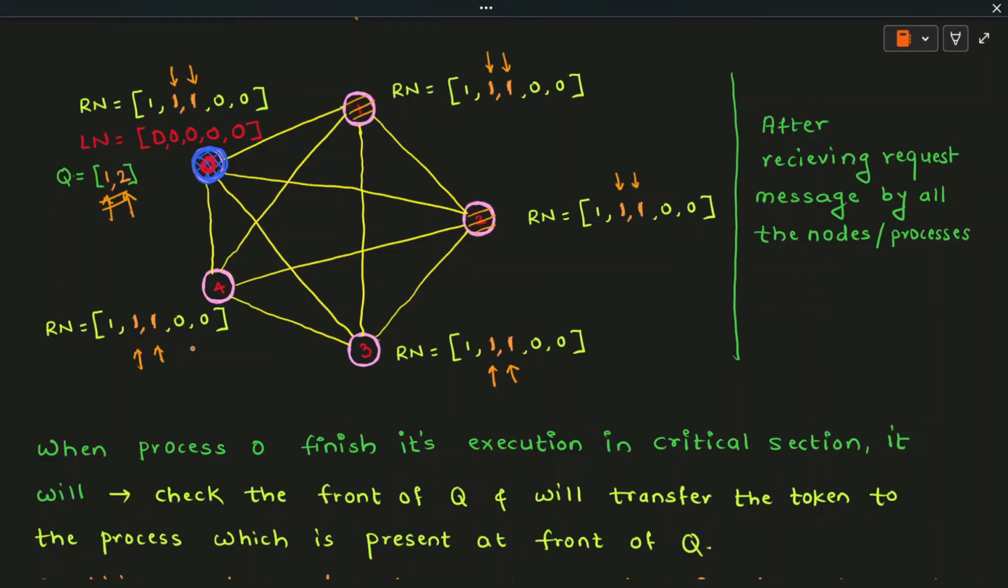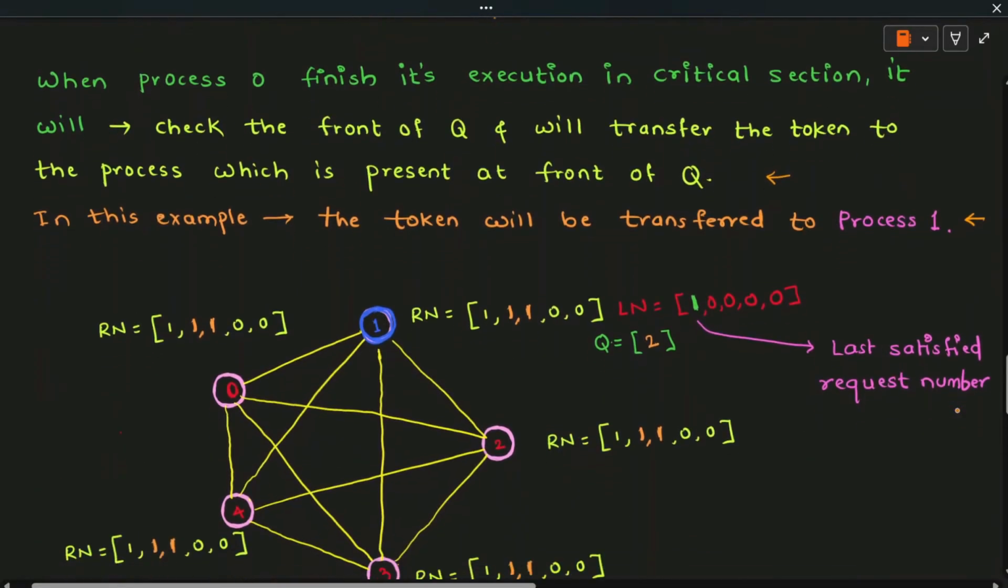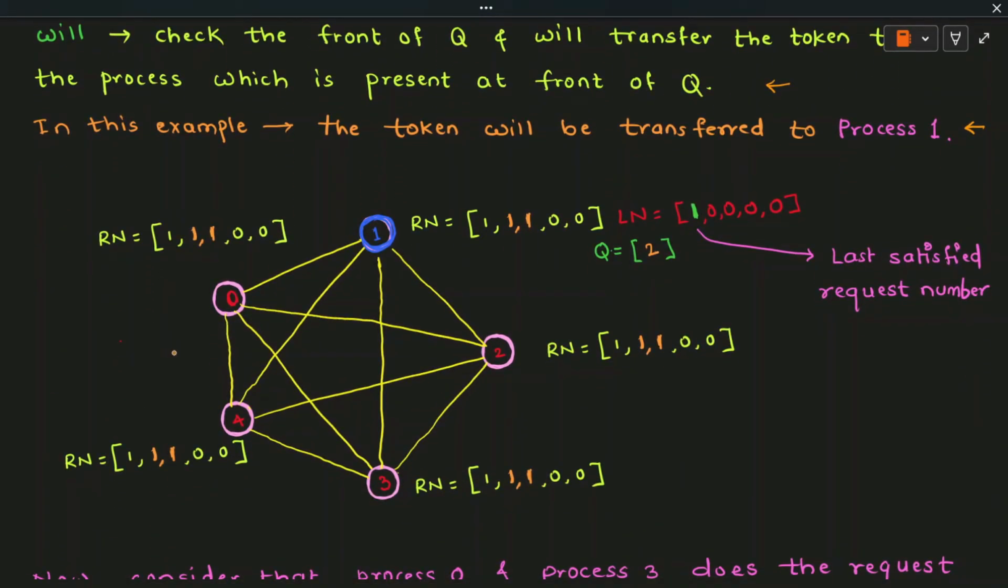In this case, two elements are there in the queue, 1 and 2. So two requests are there from process number 1 and process number 2. The element at the front of the queue will be deleted and the token will be transferred to process number 1. So let's go ahead. Now the new situation in the distributed environment is shown in this diagram. The token will be with process 1. Process 0 has already completed its execution inside the critical section.